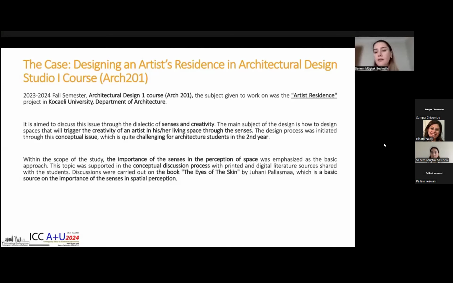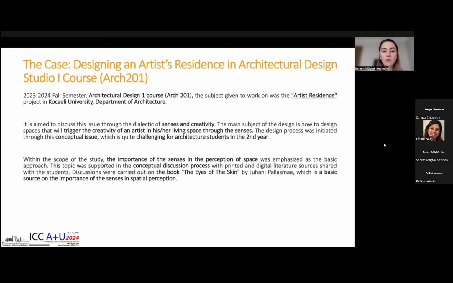The main subject of the design is how to design spaces that will trigger the creativity of an artist in his or her living space through the senses. The design process was initiated through this conceptual issue, which is quite challenging for architecture students in the second year. Within the scope of the study, the importance of the senses in the perception of space was emphasized as the basic approach.